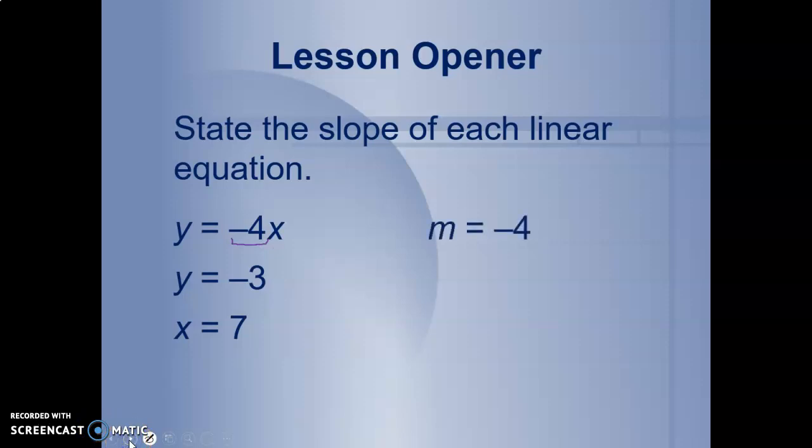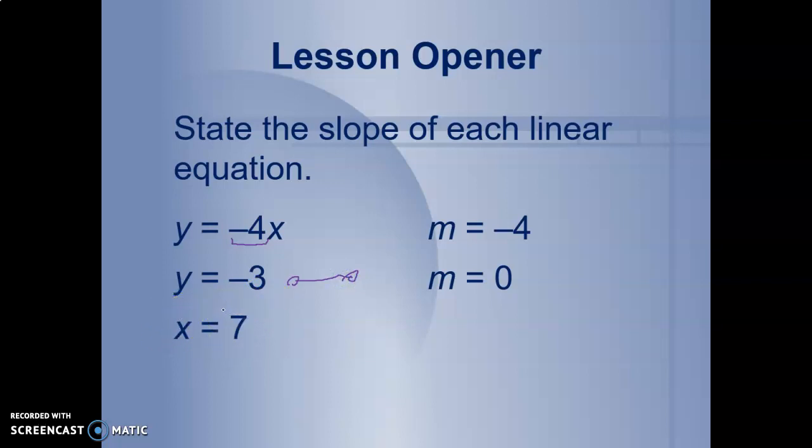But what about when y equals negative 3? What does that look like? Hopefully you remember that when y equals any number and there is no x, then your slope is just 0. That is our horizontal line on Mr. Slope Face here. And what about x equals 7?